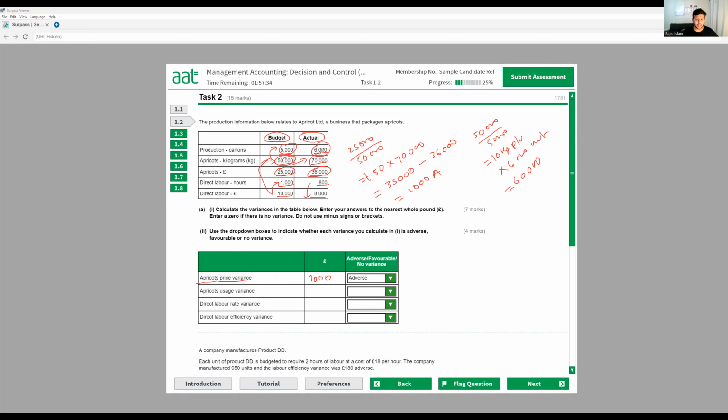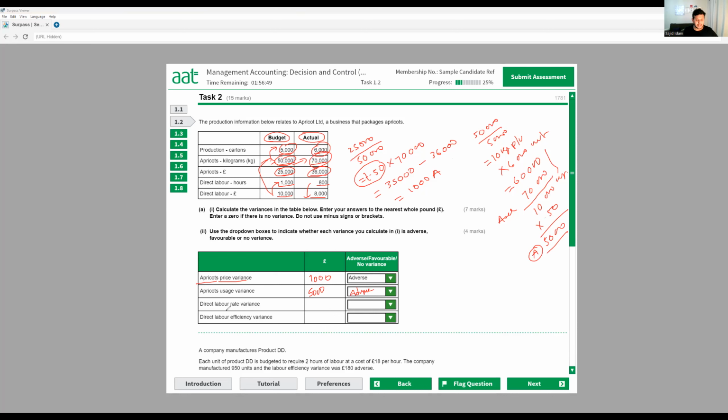But actually we have used 70,000 kilos. So the actual is 70,000, and I have used 10,000 kilos more than my budget. So 10,000 kilos times the price per kilo, which we calculated before as 50 pence, gives me 5,000 adverse.